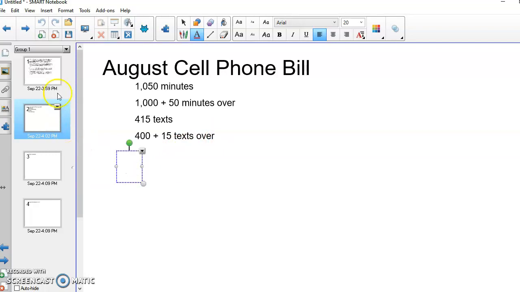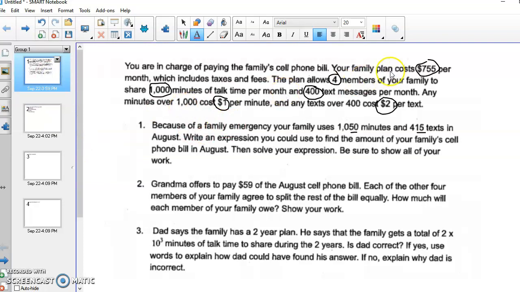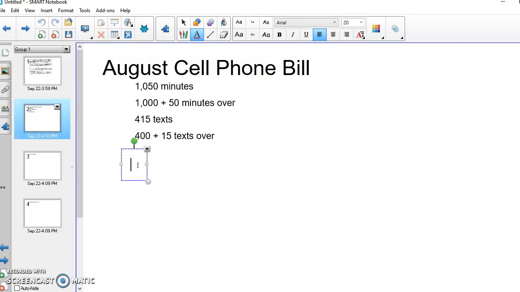So my expression, if I go back into the problem, I see that our monthly bill always costs $755. So I'm going to write that down as part of my expression. Automatically, I better include a dollar sign, and you should too. $755. Okay, so that's a standard fee. Now, in addition to that, so we want to use an addition sign, because in addition to that, we went 50 minutes over the talk time. So in parentheses, I'm going to put 50 minutes.